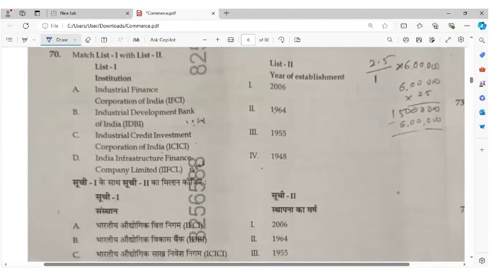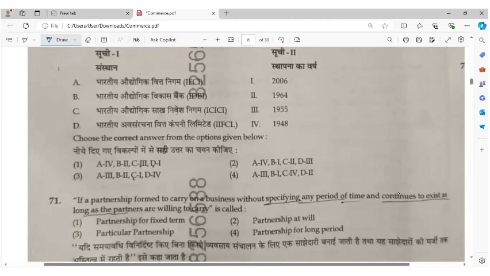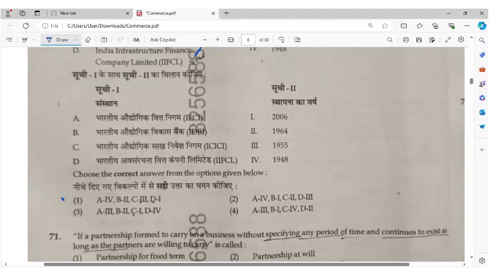Now, this is a factual question. We have already discussed in the class that you have to focus on the year, and focus on the deduction. So you can easily mark this type of question if you know the simplest thing. Here, IIFCL, that is India Infrastructure Finance Company Limited, is related to 2006. So D has 1, and only one option is given, so you can easily mark this kind of question.